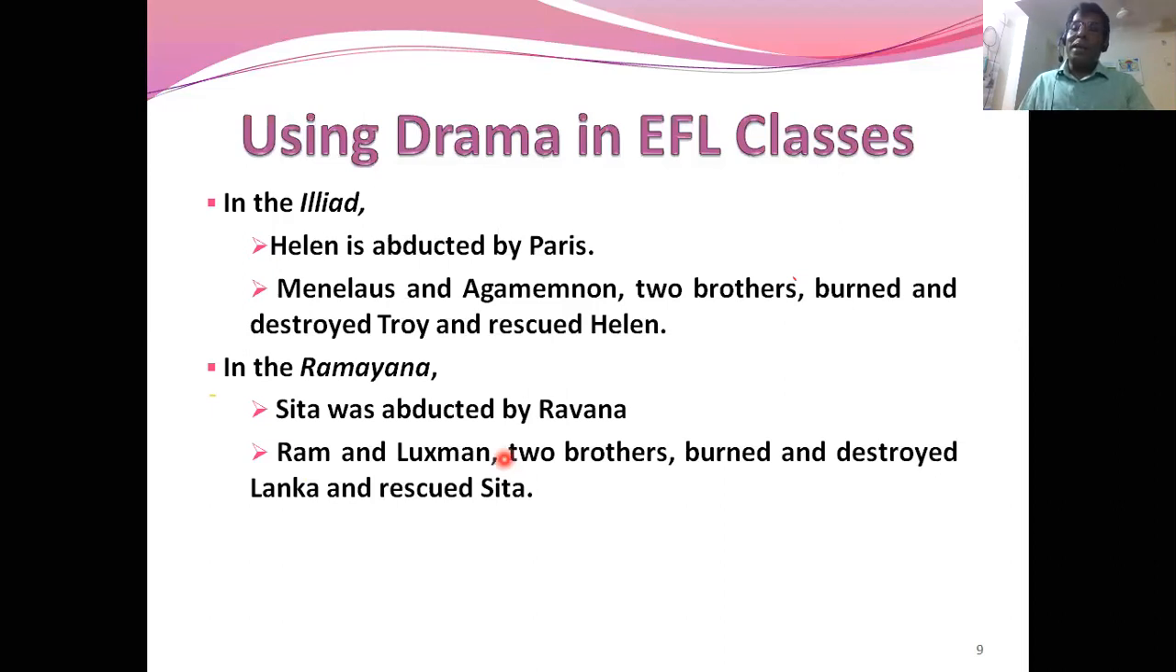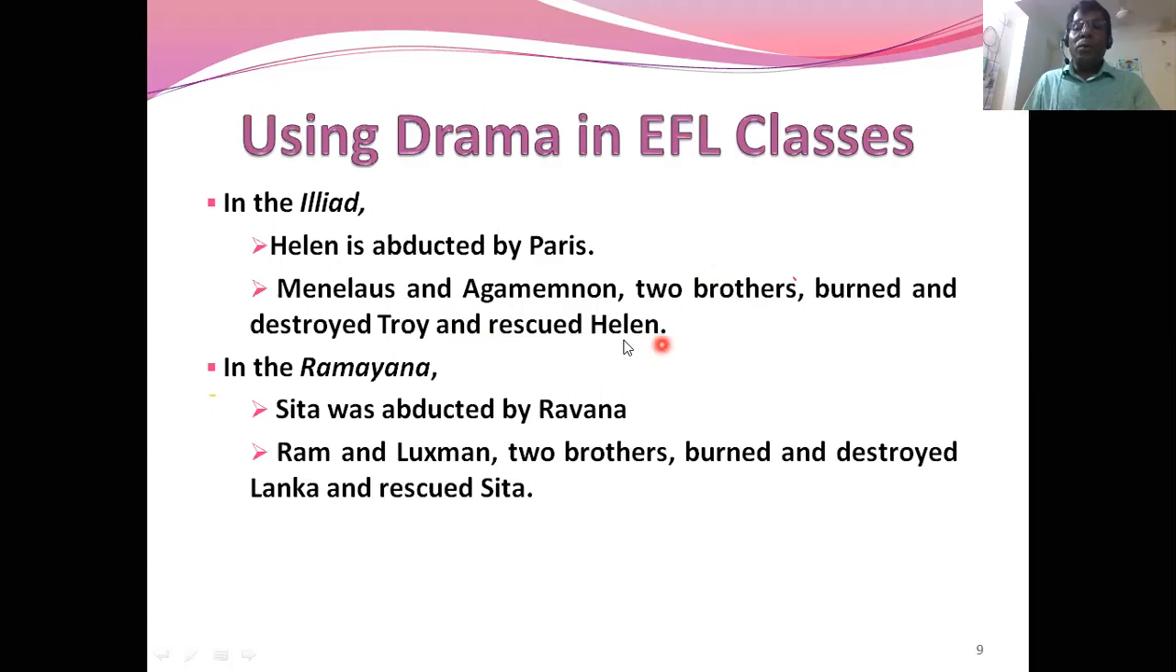Helen ছিল Sparta Rani. Helen was the queen of Sparta. Her husband was Menelaus. And Helen was abducted by Paris, who was the prince of Troy. হেলেনকে যখন চুরি করে নিয়ে আসা হলো, তাহলে হেলেনকে উদ্ধার করতে কে কে আসলো? Menelaus, husband of Helen, and Agamemnon. Agamemnon is a brother of Menelaus. Two brothers burned and destroyed Troy and rescued Helen.